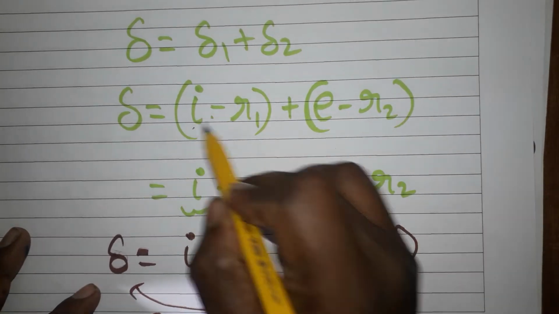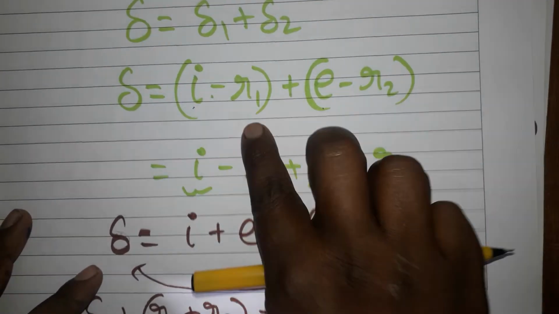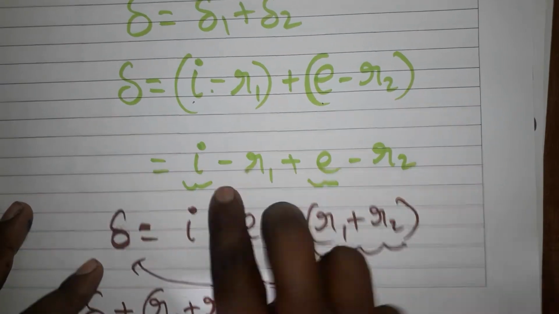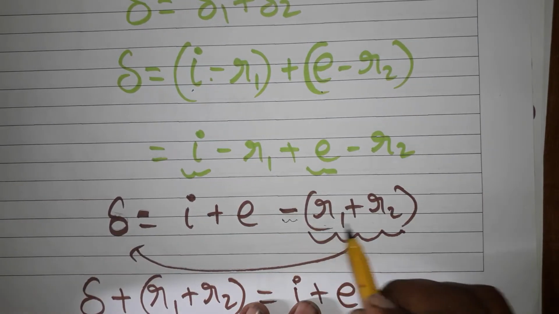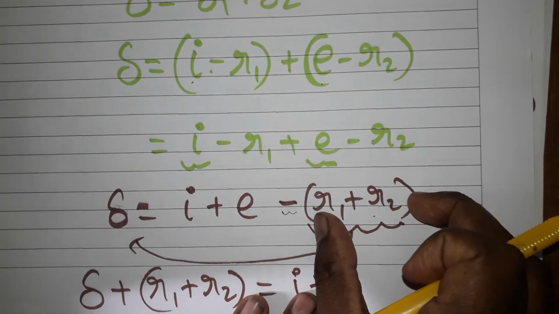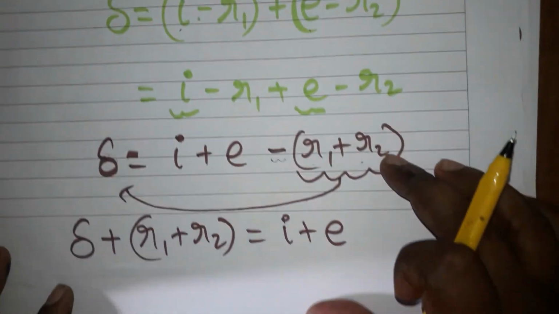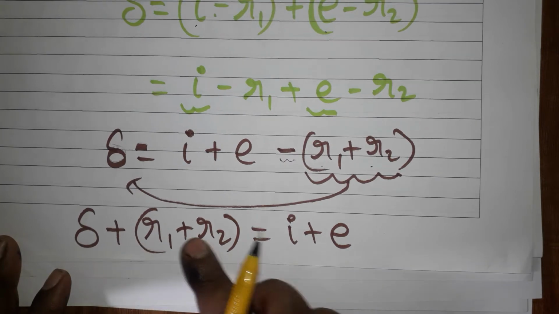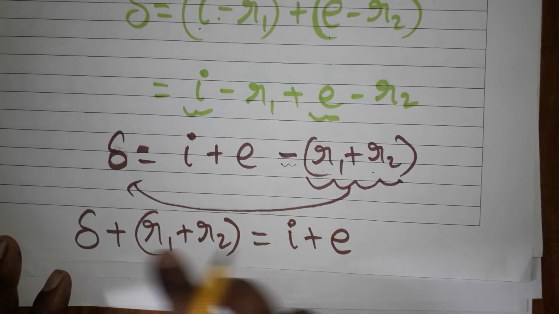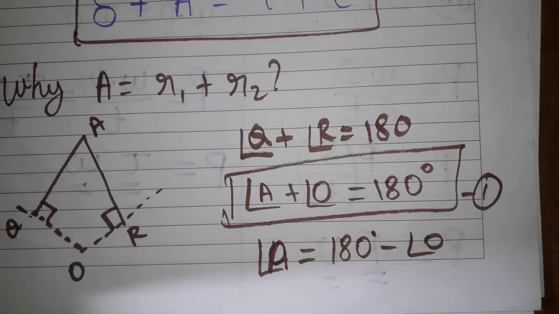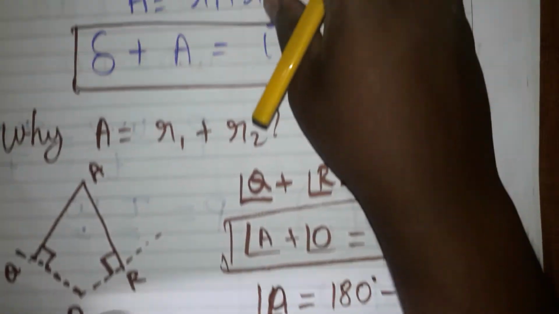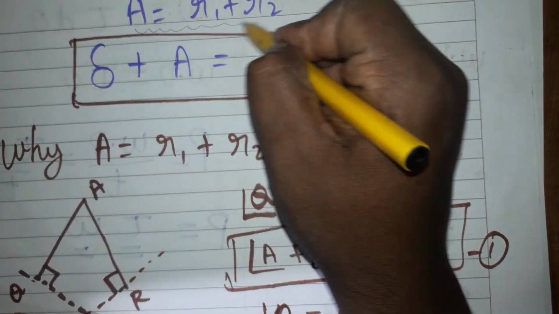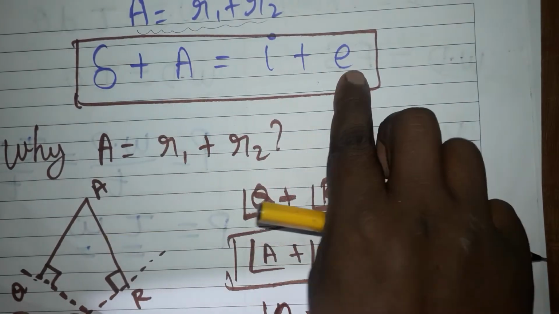I and E I keep together because they are positive. R1 and R2 are negative. I take the negative as common outside, so negative times (R1 plus R2). If you shift this from the left side to the right side, the minus becomes a plus. Deviation plus R1 plus R2 is equal to I plus E. In case R1 plus R2 I take as A, then deviation plus A is equal to I plus E.